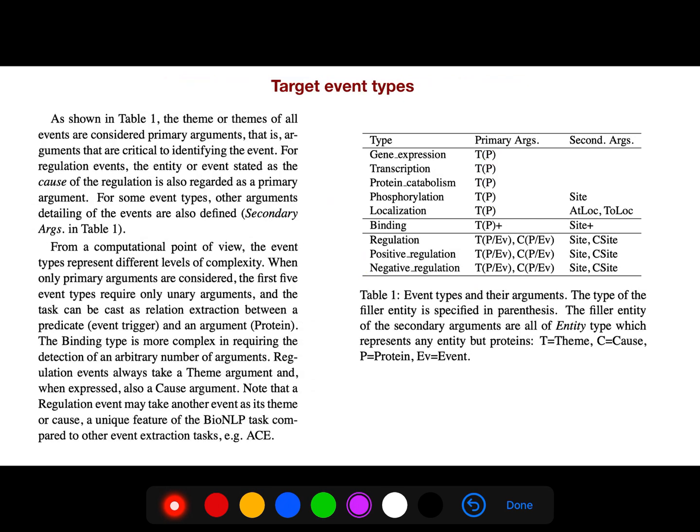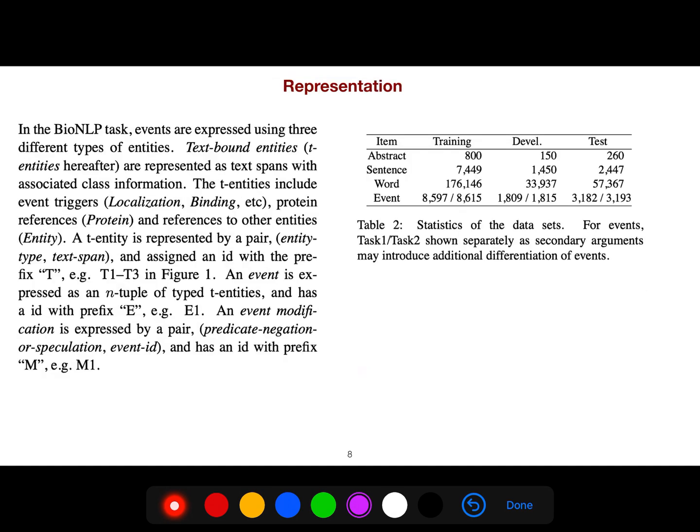And we have target event types. The type of the filler entity is specified in parentheses. The filler entities of the secondary arguments are all of entity type, which represents any entity but proteins. For example, T stands for theme, C stands for cause, P is protein, and E is event. We have, for example, around 7,000 sentences for training.